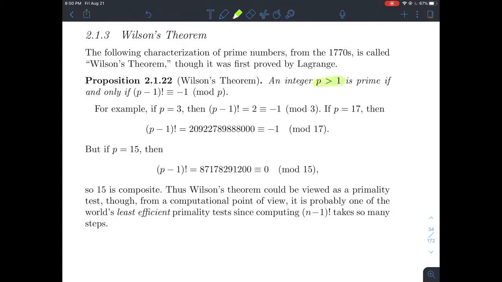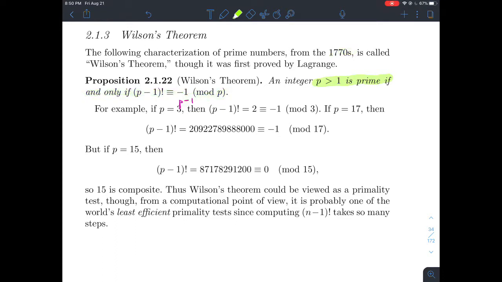An integer p is prime if and only if (p minus 1) factorial is equivalent to negative 1 mod p. So recall that negative 1 mod p is the same thing as p minus 1. And so if you scroll down, I did say it is a characterization of prime numbers, right? And again, as old as the 1770s.